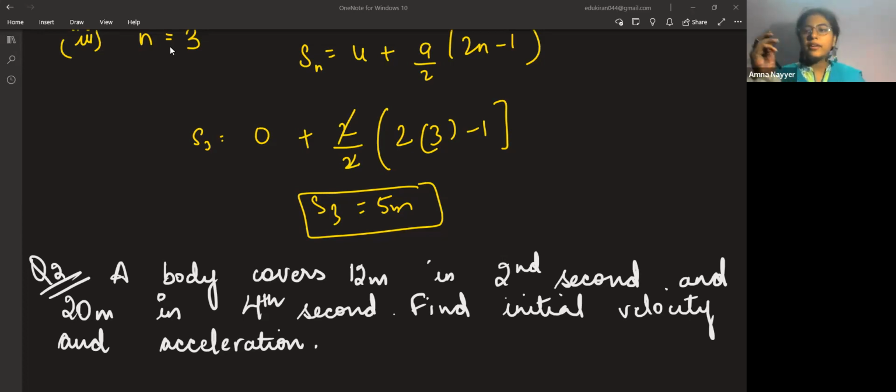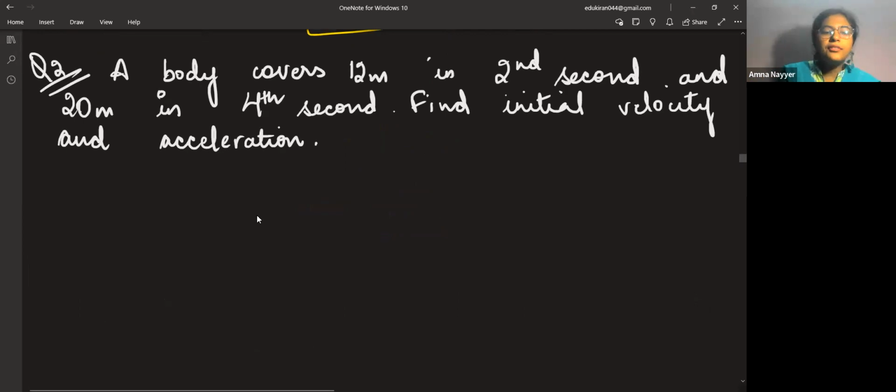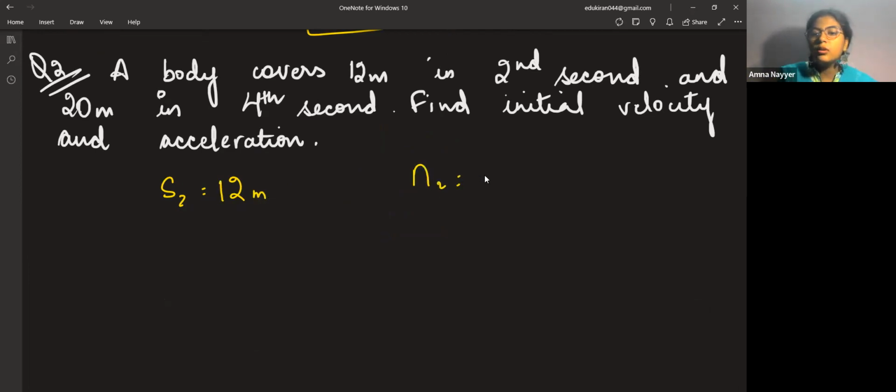Here, when we are saying a body covers 12 meters in the second second and 20 meters in the fourth second, you have to mainly form two equations. In these two equations, one variable will be initial velocity and the second variable will be acceleration. So S2, the displacement covered in the second second, is going to be 12 meters, right? And n is 2. Initial velocity we do not know, acceleration we do not know.